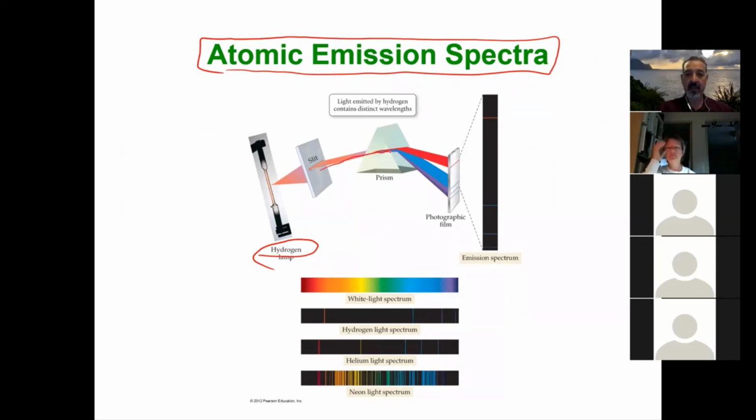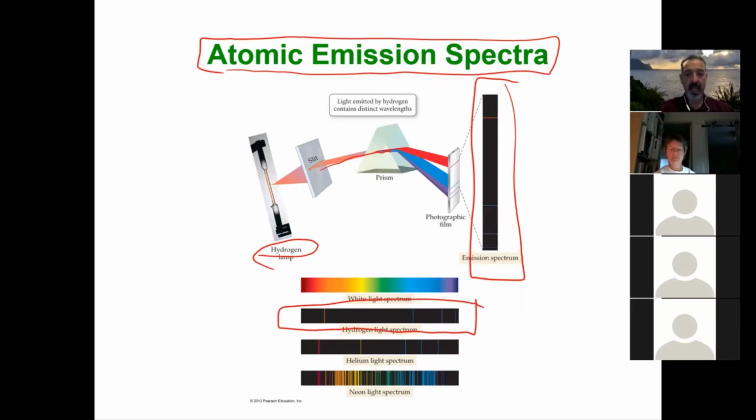But if you look at this emission spectrum of hydrogen, which they put right here, how is this diffracted spectrum different than white light? It does not show all of the colors. It's not continuous. So it's a discontinuous spectrum. White light has all the colors. It's continuous. Why? Because it has all amounts of energy. The element is not continuous. It has very specific lines.